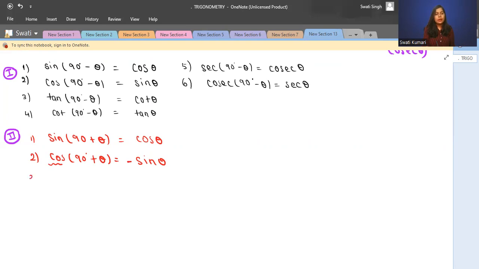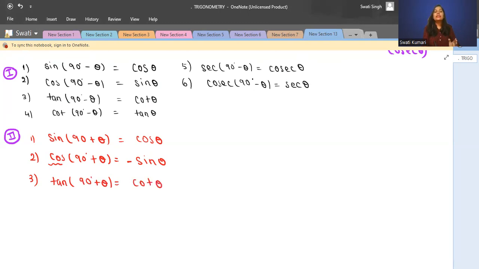All right. Now let us move ahead. So now we will write down what is tan of 90 plus theta. As you can see here, tan will be replaced by cot theta, right?